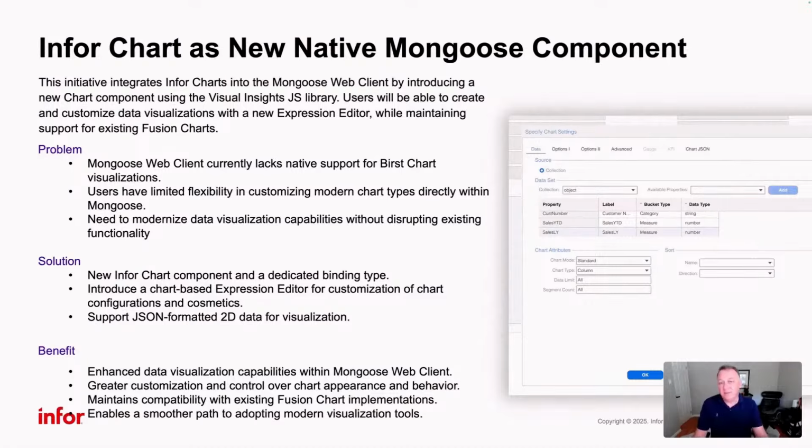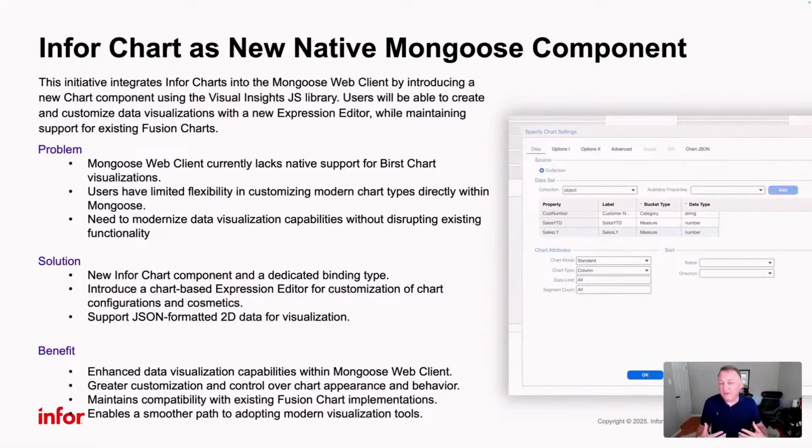So we basically have taken the Birst visualizer chart, and it is now being introduced as Infor chart. So it's a new component that we've added into our toolbox, and it's native for Mongoose. So this will be in our native Mongoose toolset today and on the new IDS support forms that we're going to have that are coming in spring. So this is the new charting platform that we're using.